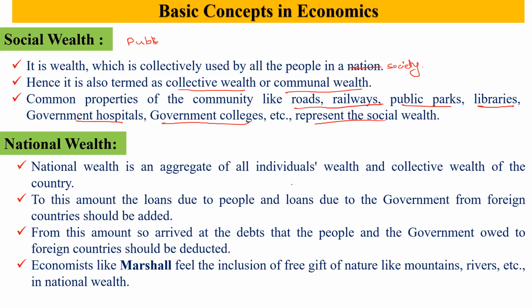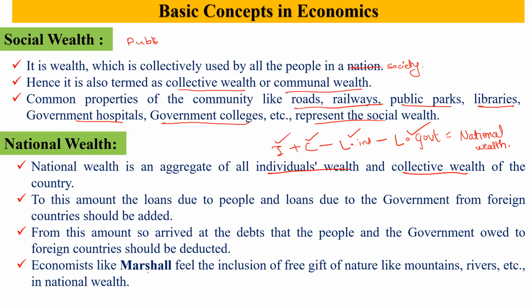The next is the national wealth. It is the aggregate of individual wealth plus collective wealth. So that will be the national wealth of a country. To this amount, individual wealth plus collective wealth, minus the loan taken by the individuals, minus the loan taken by the government. So this will give the total national wealth of a country. So how can we derive the national wealth? Individual wealth plus the social wealth minus individual loan minus loan taken by government, that will give the national wealth.